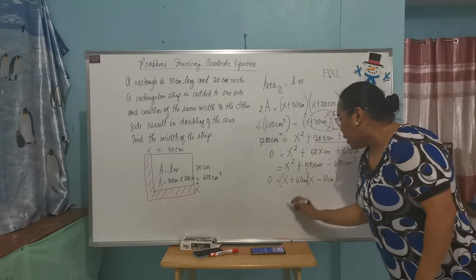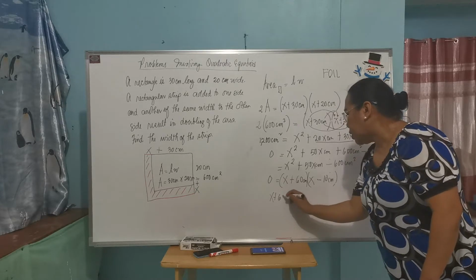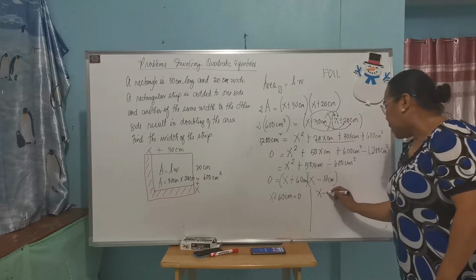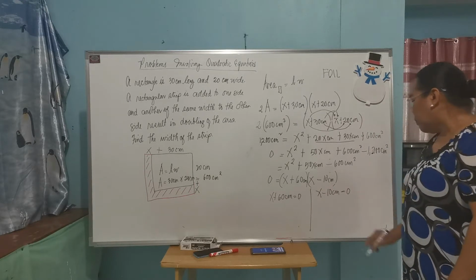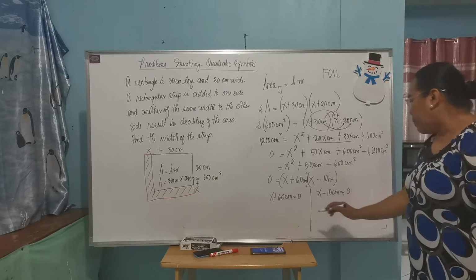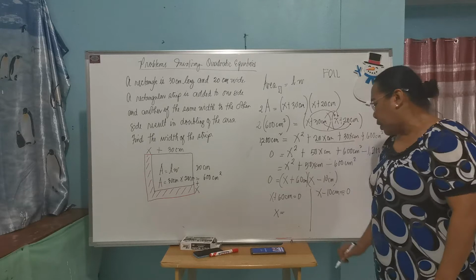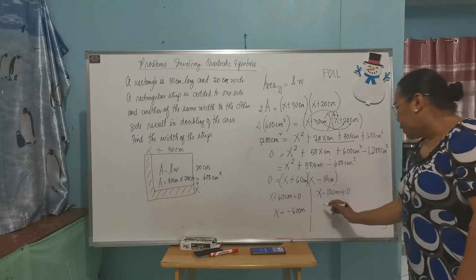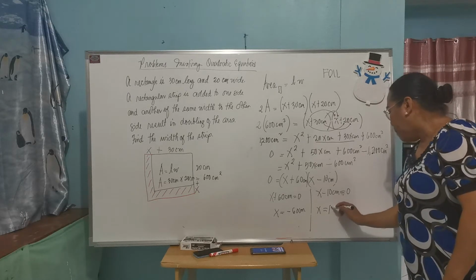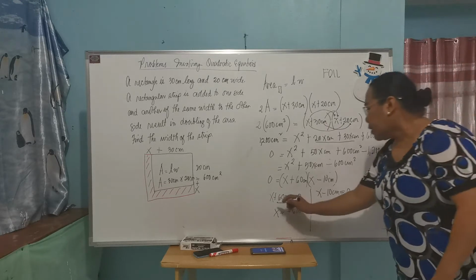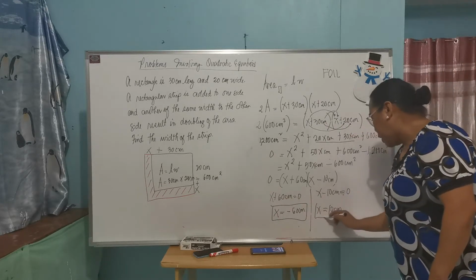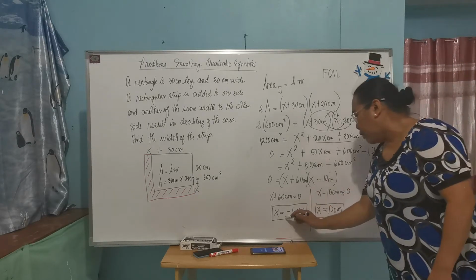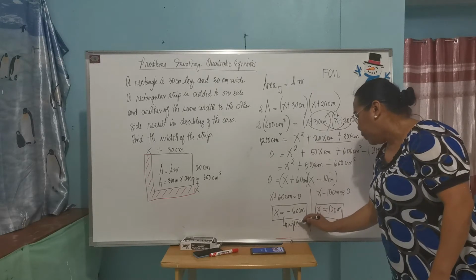So therefore, we have x plus 60 centimeter is equal to 0, and at the same time, x minus 10 centimeter is also equal to 0. So if we come up now with the value of x, x is negative 60 centimeter. On the other side, x now is equal to positive 10 centimeter. Since we are dealing with dimensions, there is no negative dimension. So what are we going to do with the negative value of x? We are going to reject.